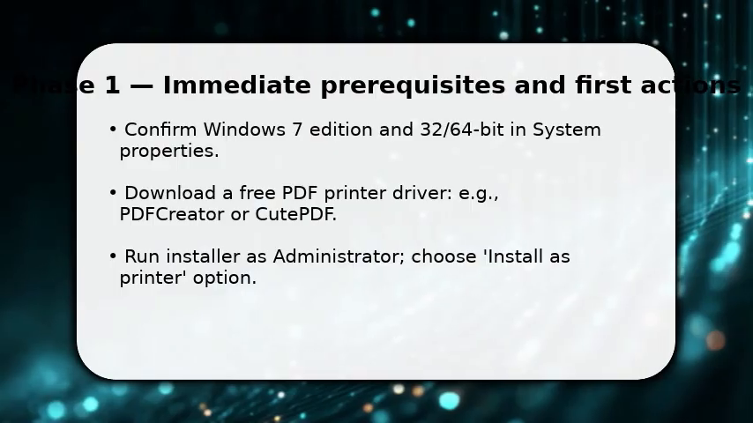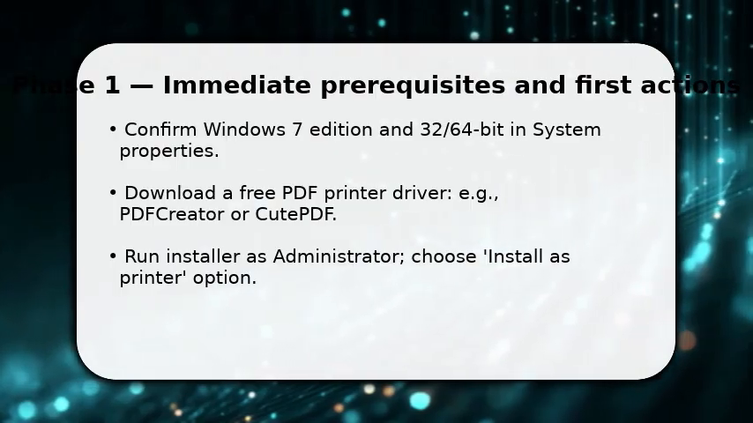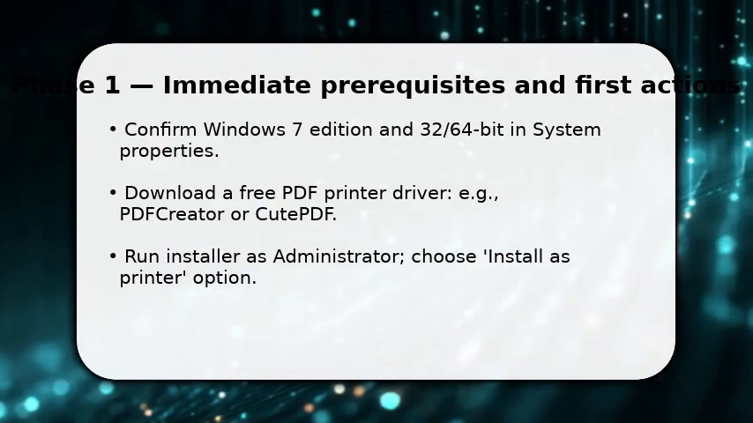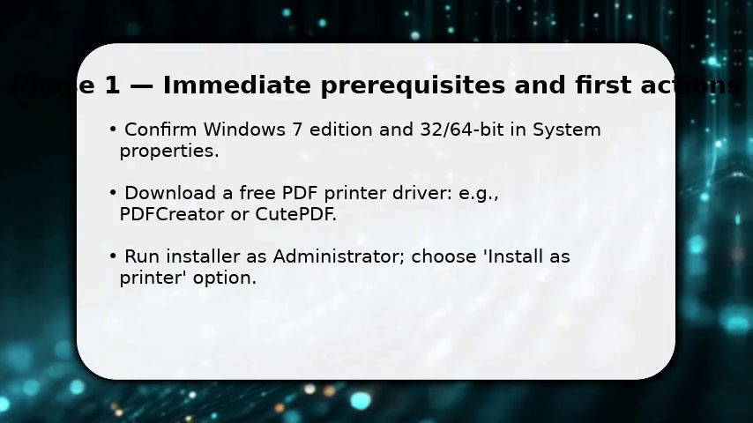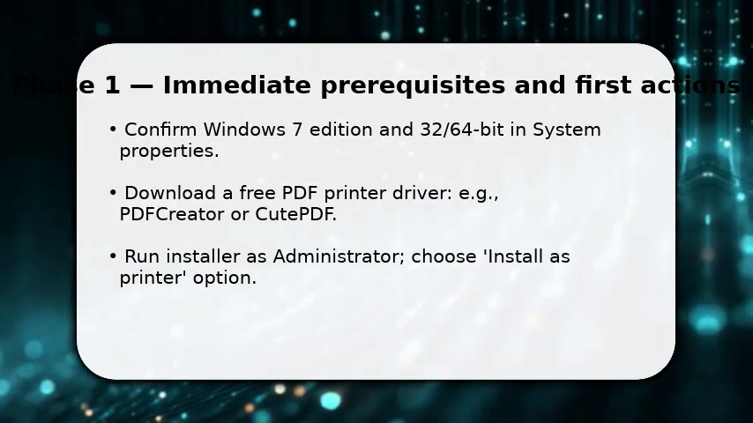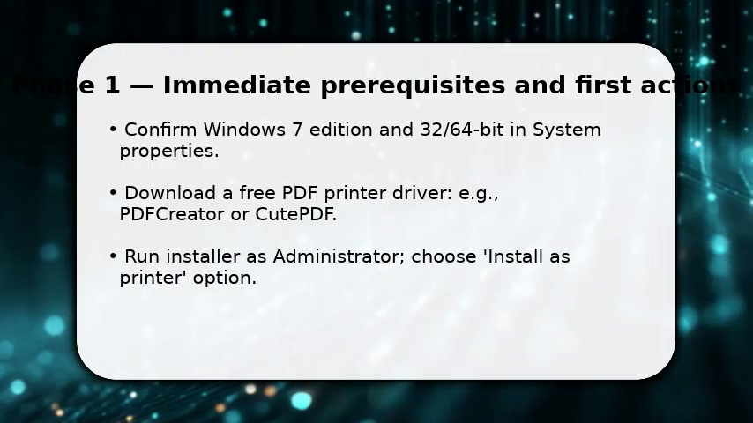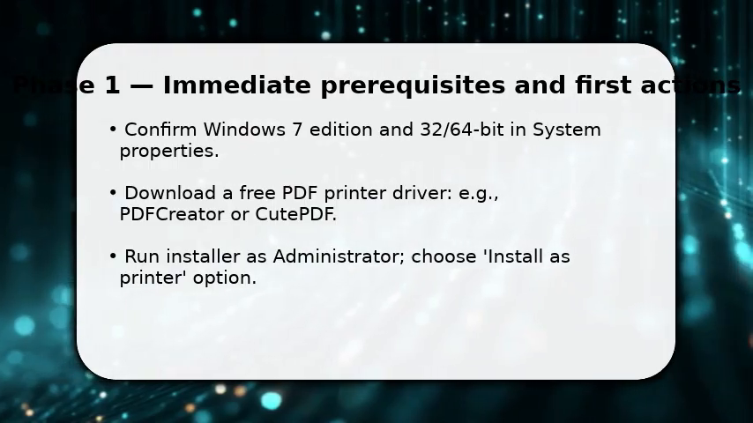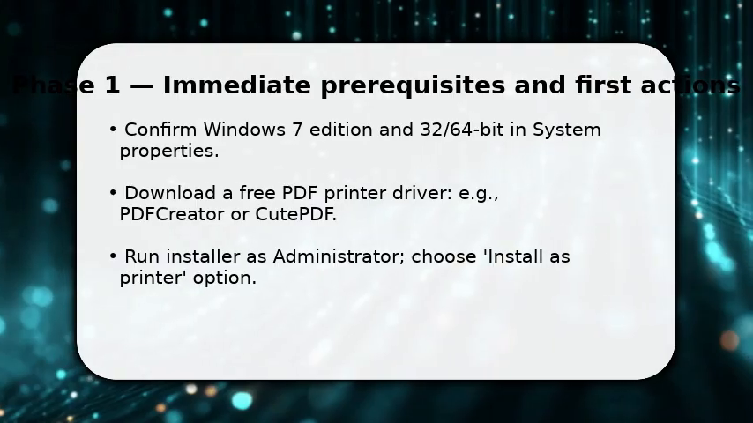You begin by confirming requirements. Check your Windows 7 edition and whether it is 32 or 64-bit, because driver choice matters. Once confirmed, download a reliable PDF printer installer like PDF Creator or Qt PDF.